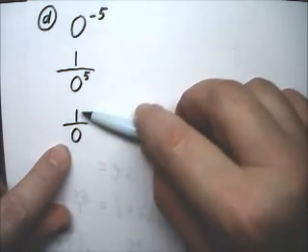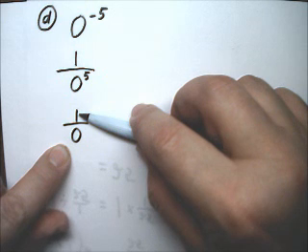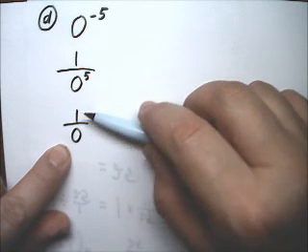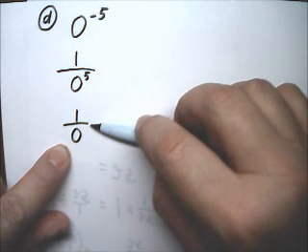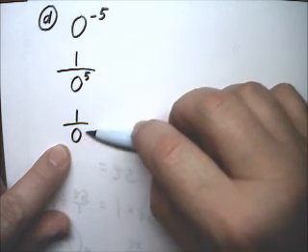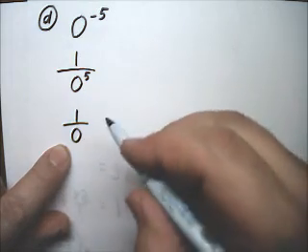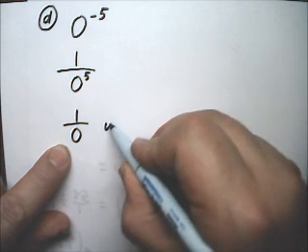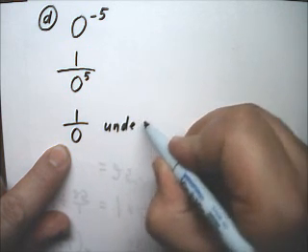How many zeros are there in 1? There's an infinite number of zeros. But the answer has to be a number, and infinity is not a number. That's why this is said to be undefined. So this is an undefined number.